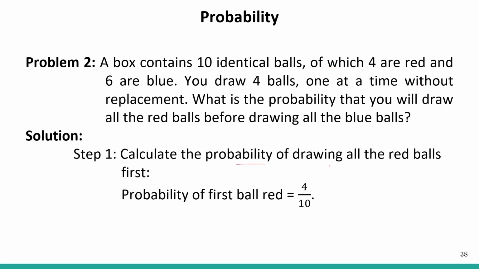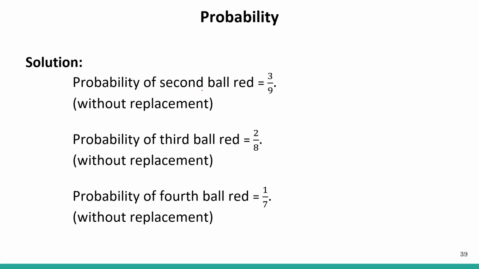So calculate the probability of drawing all the red balls first. Okay, so first ball red is equal to 4 by 10. Without replacement, probability of second ball being drawn is what? 3 by 9. So probability of the third ball being red, okay, will be what? 2 by 8. And probability that the fourth ball will be red is what? 1 by 7. Without replacement. Okay, all these cases are done without replacement.